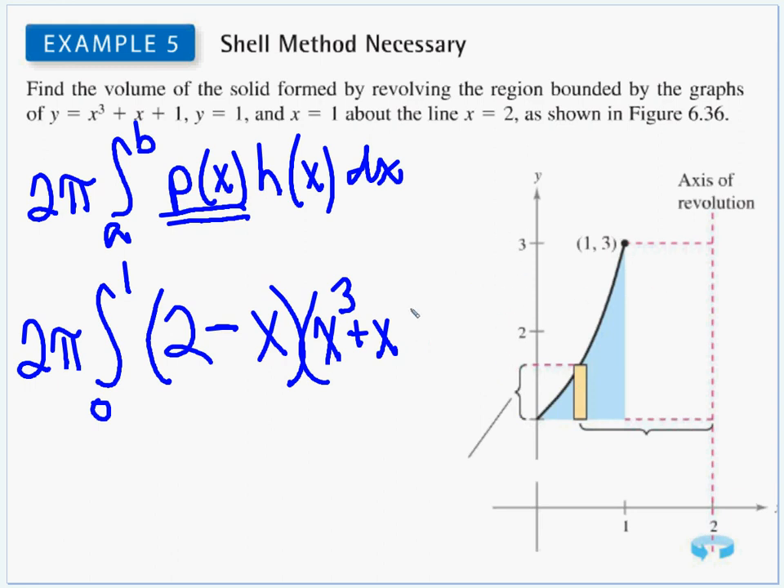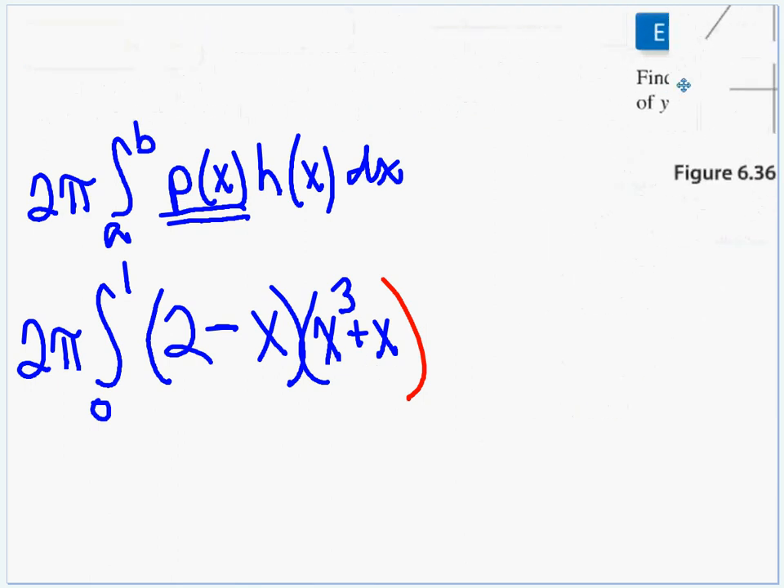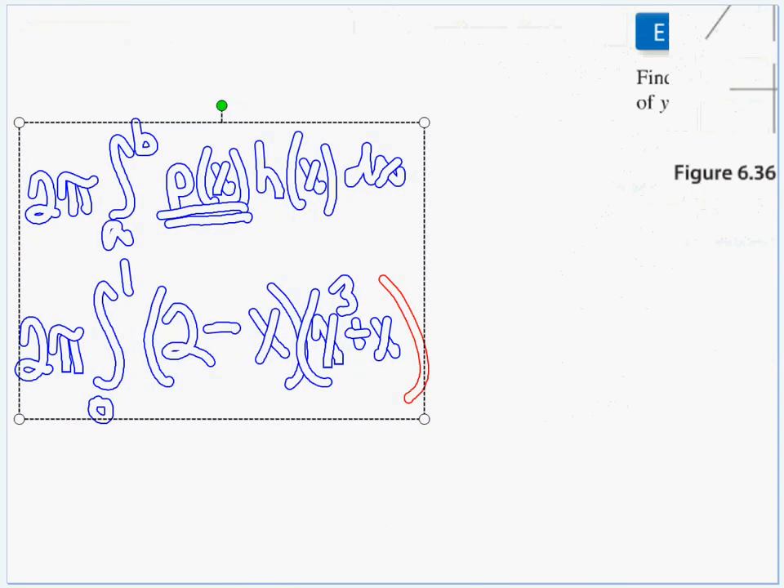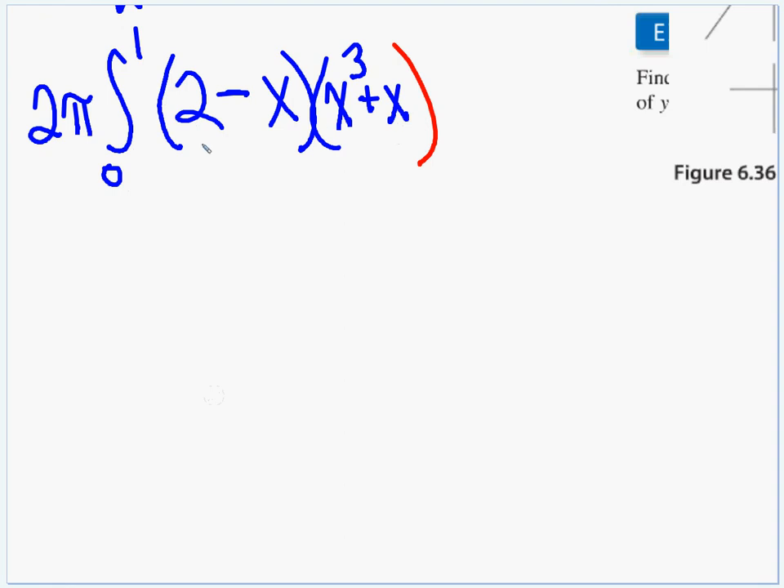So when it's all cleaned up, it's going to look something like that. 2 minus x quantity times x cubed plus x quantity. And I think I can get the picture out of the way now. All right, we are going to have to anti-derive this, and we have a couple of binomials, so it looks like we're going to have to FOIL this out. 2 pi, 0 to 1.